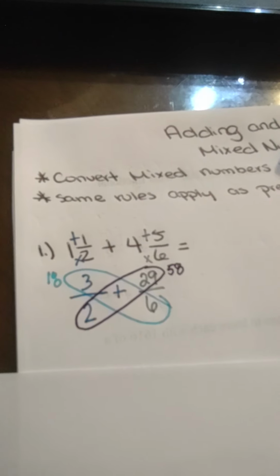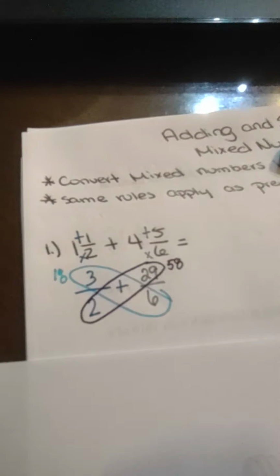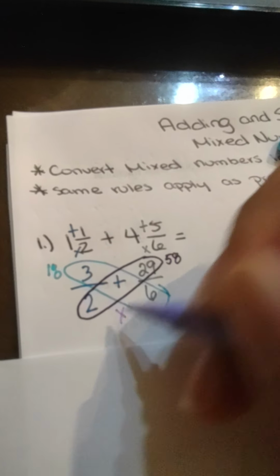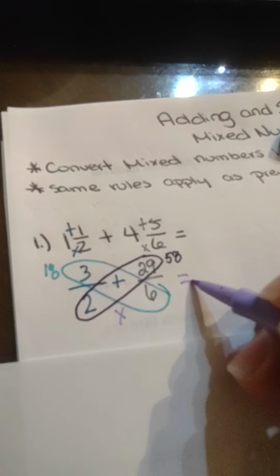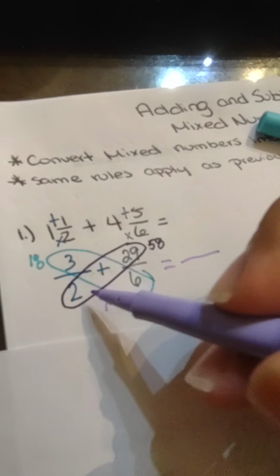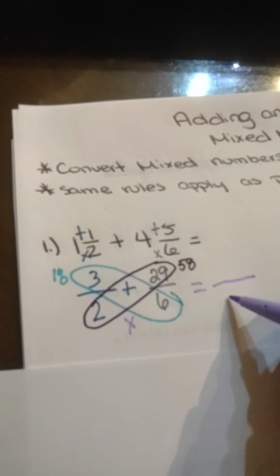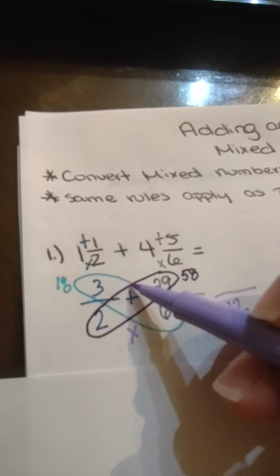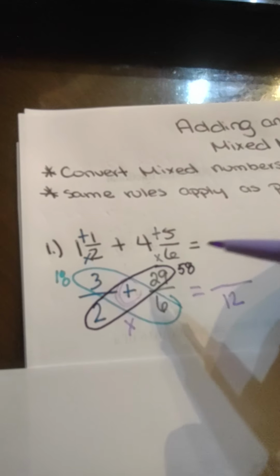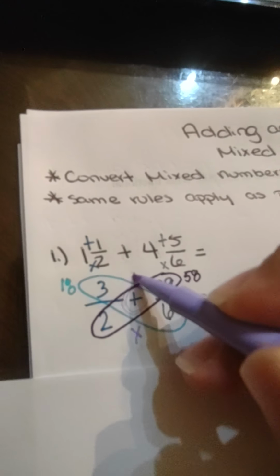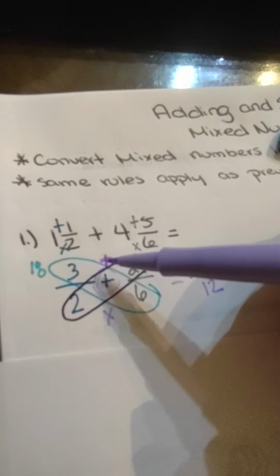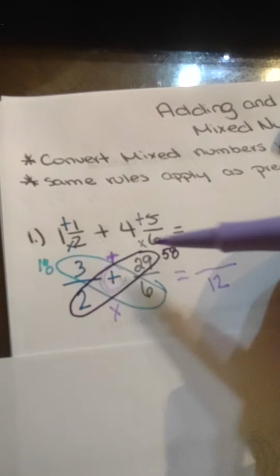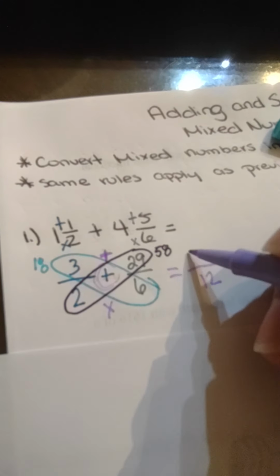Okay? And then remember I said I'm not going to worry about the plus sign yet, because I'm going to multiply my denominators. I'm going to get my new number here. 2 times 6 is 12. So I have my new denominator. And then I ask, what am I doing up here? I am adding. So I'm going to add my two numerators. 58 plus 18. That's going to give me 76.